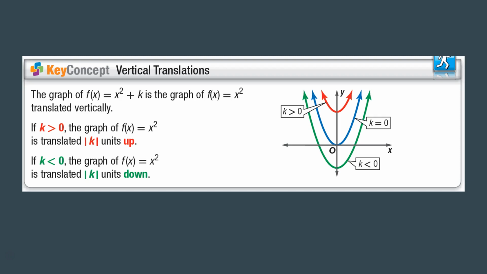Alright, so let's go over some of the key concepts. Vertical translations. So, vertical means up and down. Don't forget about that. Think about when you're standing up and then you sit back down. The graph of f of x is equal to x squared plus k. The k tells us if we're going to go up or down on the graph. Vertically, if k is greater than 0, then it will go up. If k is less than 0, then it will go down.